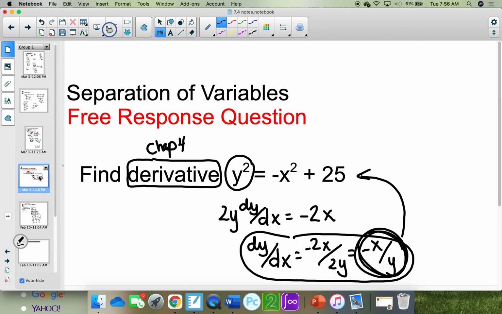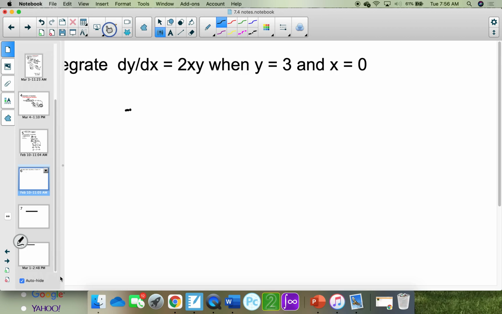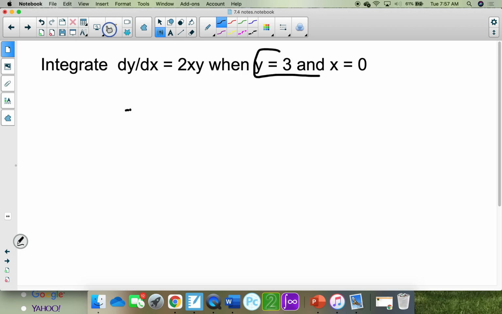So, okay, let's do another one. We'll do 3 more, I think. And I think that's all for separating the variables. We're going to use this later. We're going to separate the variables.